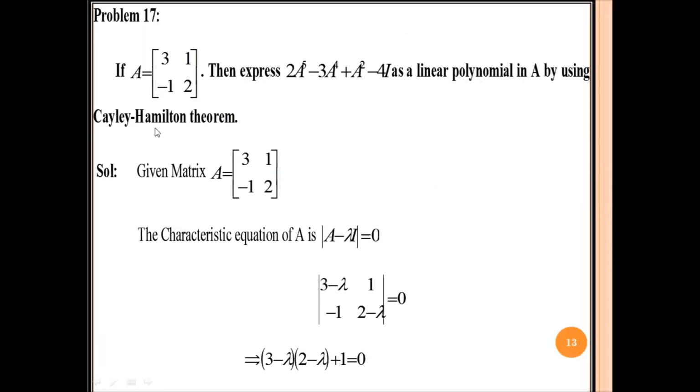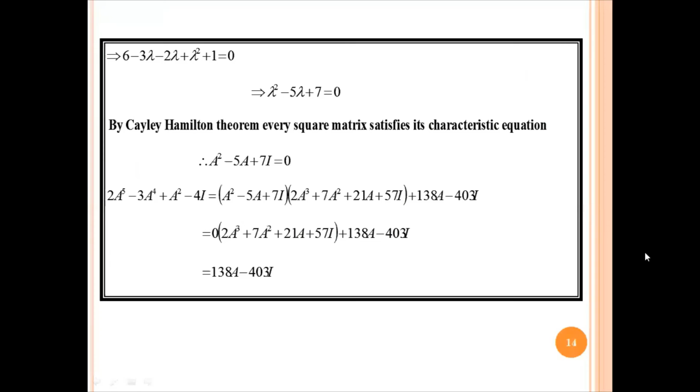Now here also, to use the Cayley-Hamilton theorem, we have to find out the characteristic equation. So find out the characteristic equation. We'll get 3 minus lambda into 2 minus lambda plus 1 is equal to 0. Now further simplify this one. Then we'll get the characteristic equation as lambda square minus 5 lambda plus 7 is equal to 0. Now by Cayley-Hamilton theorem, lambda is satisfied by A. That is, the characteristic equation is satisfied by A. Means in place of lambda, take A square minus 5A plus 7i is equal to 0.